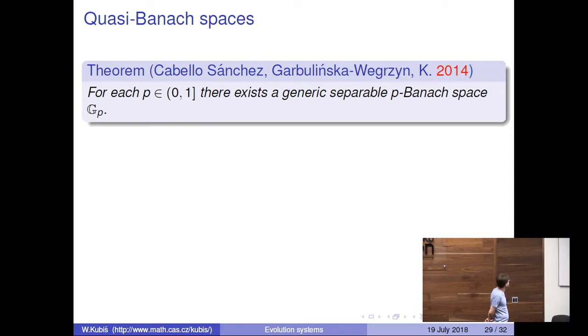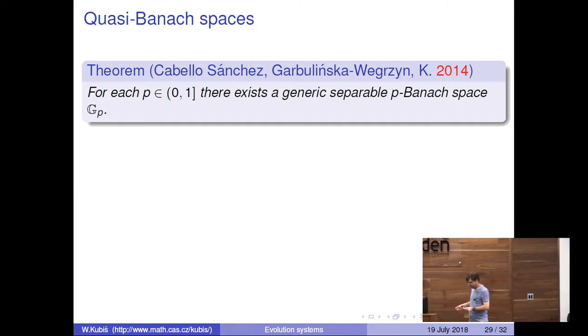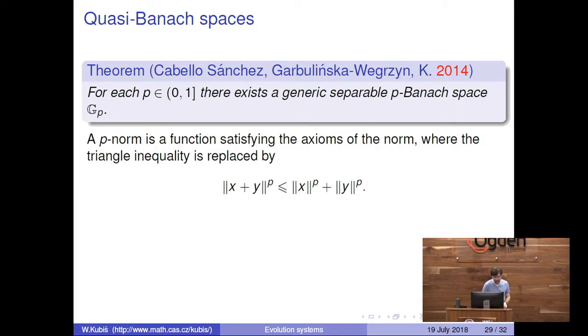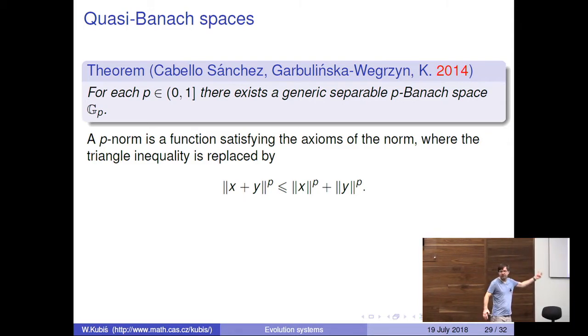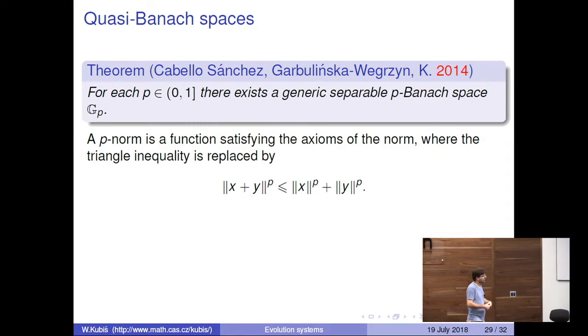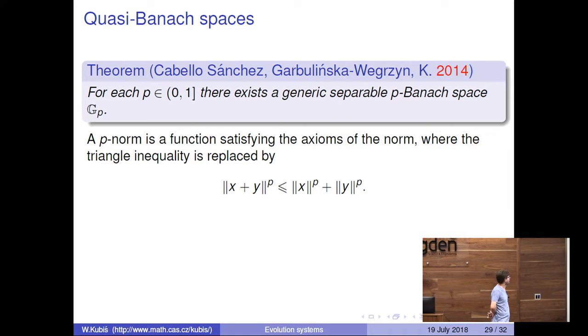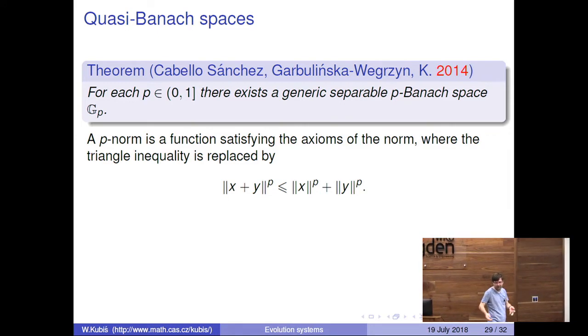And so we found that there is a generic separable p-Banach space for each possible p. And what is a p-norm, a p-Banach space? So I have this definition, yes? Apparently these spaces are important in applications. It's outside of Banach space theory, yeah? But still. So you replace the triangle inequality by this thing, yeah? And a p-Banach space means complete with respect to this. From this p-norm you get a metric, so you get a topology, etc.